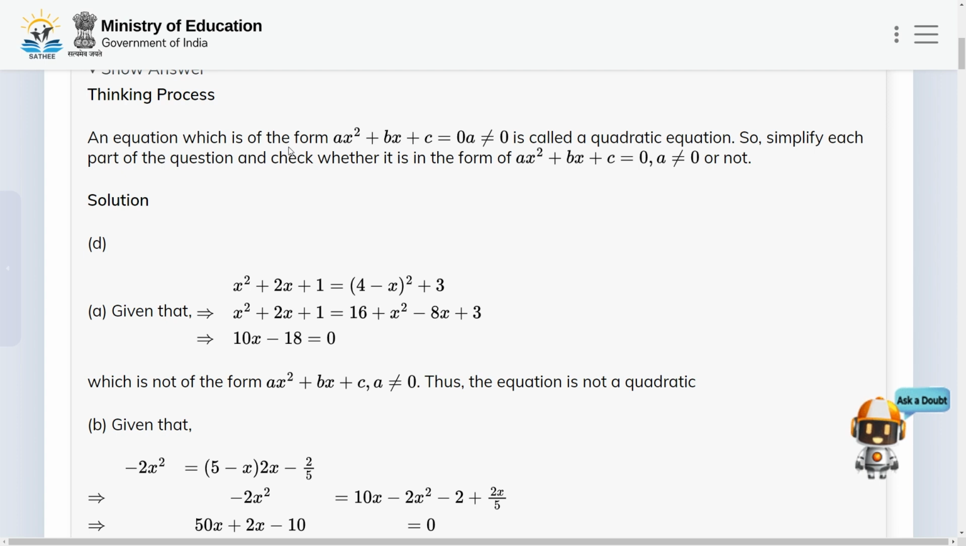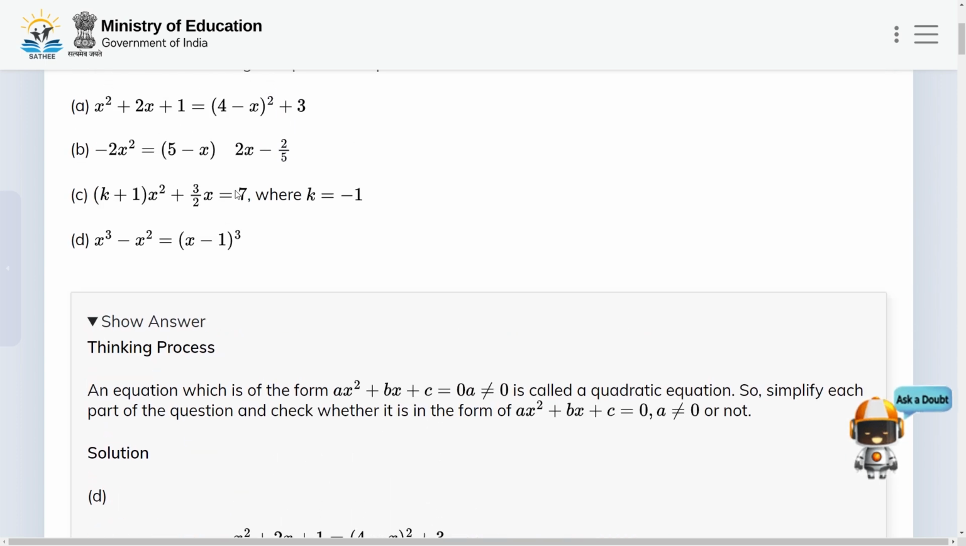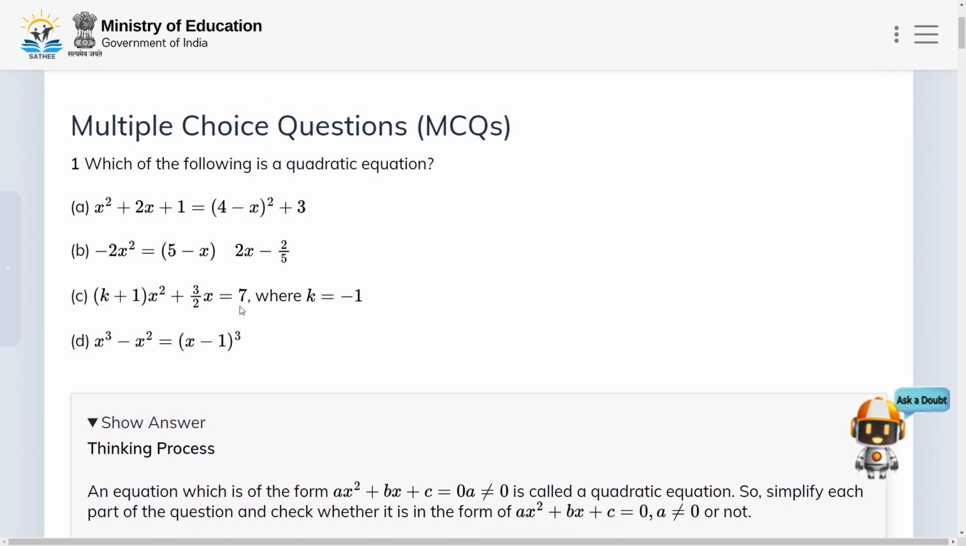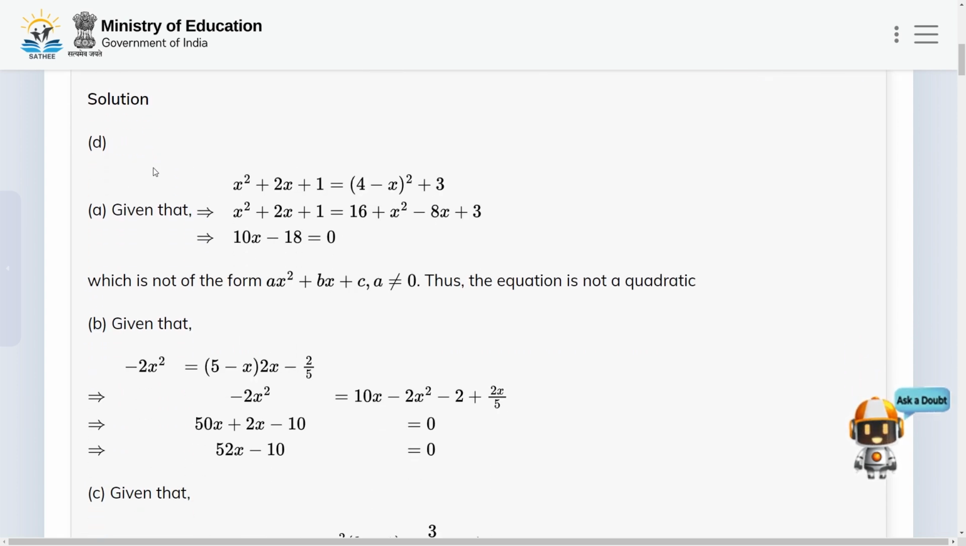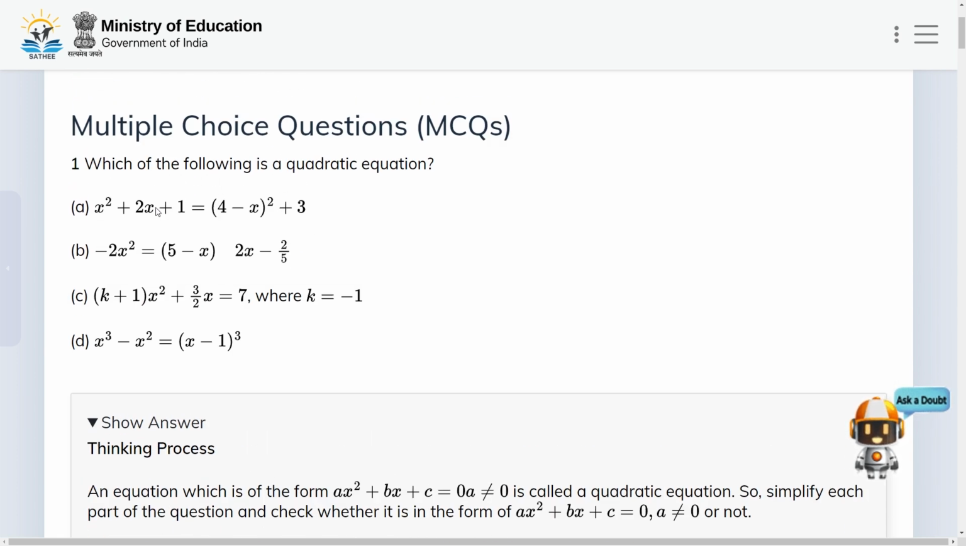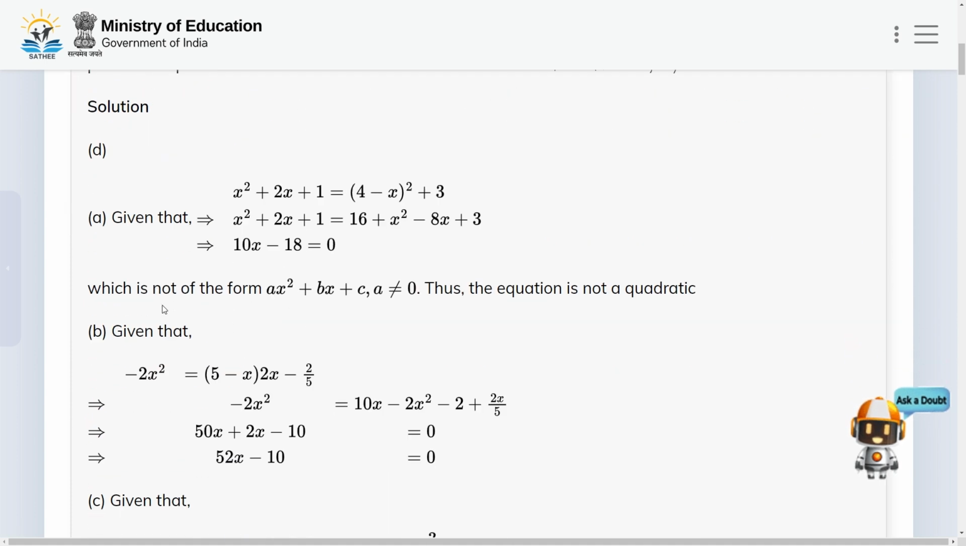So we have to simplify each part of the question and check whether it is in the form ax square plus bx plus c equal to 0, where a does not equal 0, or not. Okay, so first we check option A.